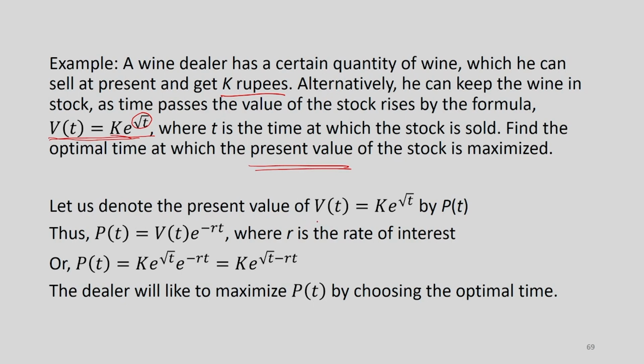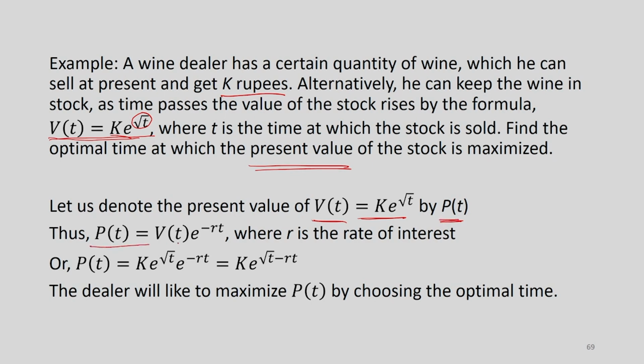Now, let us suppose the present value of Vt is denoted by Pt. We know Vt is a function of t. This is given by k multiplied by e to the power root t, it is a function of small t. Now, the present value of Vt is suppose equal to Pt.